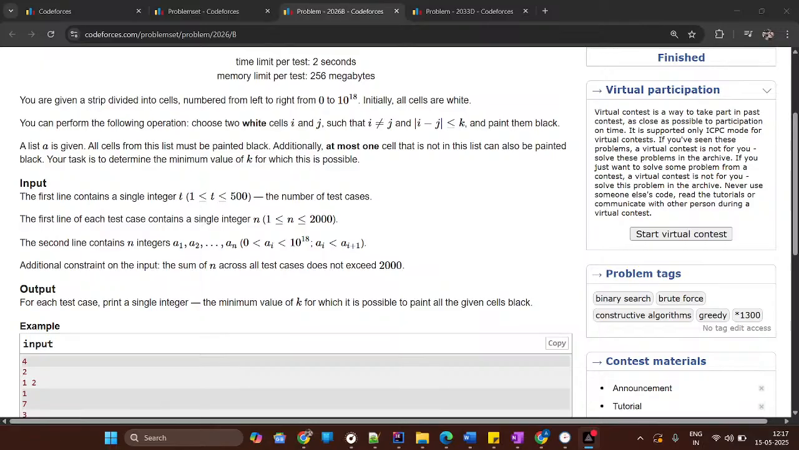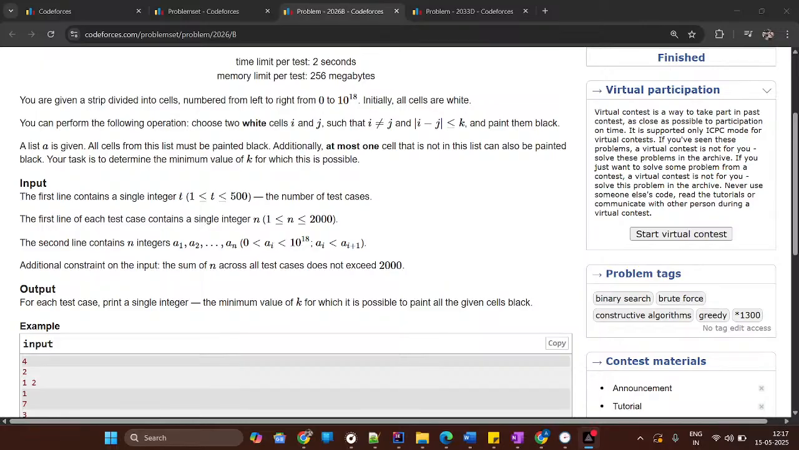So let's check. The sum of n across test cases does not exceed 2000. So that means I can solve it in n squared too if I need to, because 4 times 10 to the power 6 is also an acceptable solution.